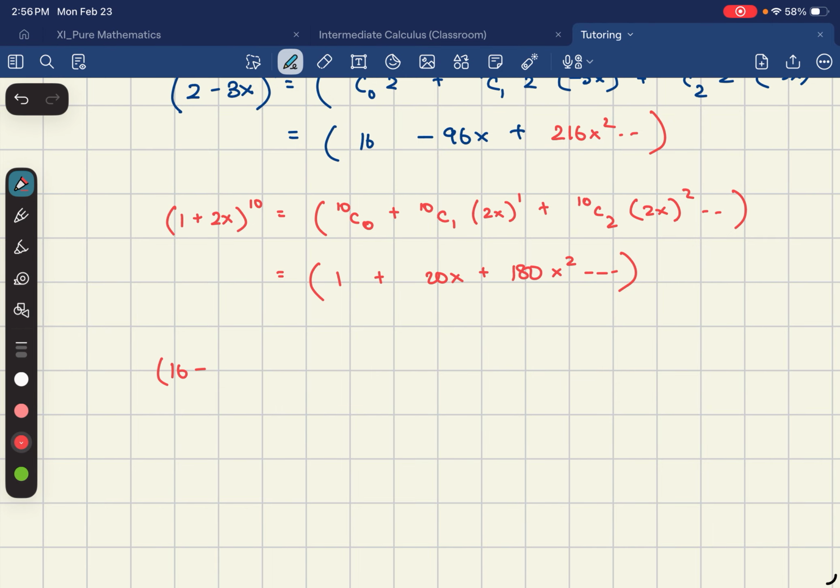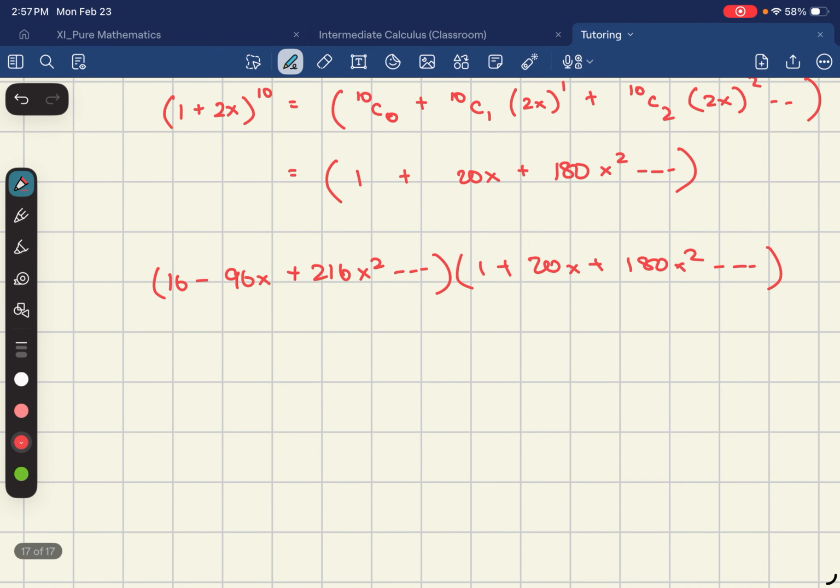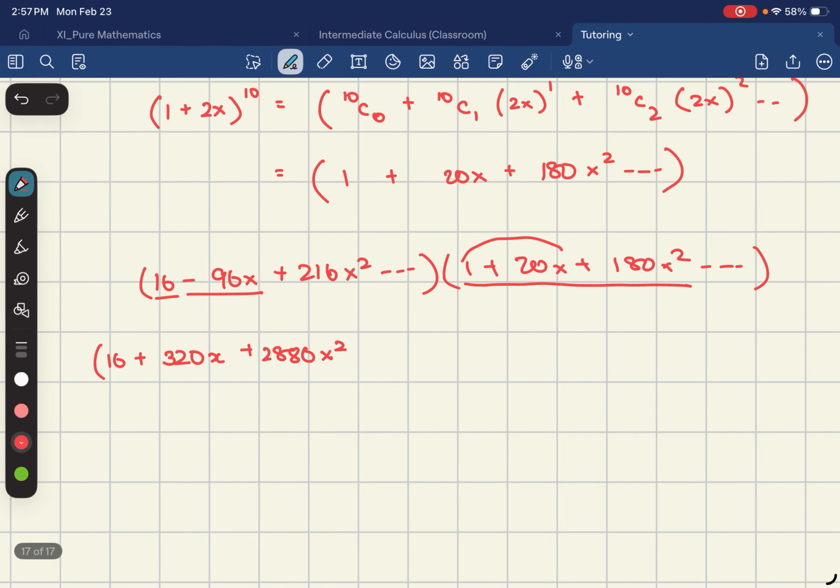So I have 16 minus 96x plus 216x squared, on and on, times 1 plus 20x plus 180x squared, on and on. So now I need up until x squared, right? So 16 I can multiply with all 3 terms. My answer will still be up until x squared. So 16 times 1 is 16, plus 16 times 20, that is going to be 320x, and then 16 times 180 gives me 2880x squared.